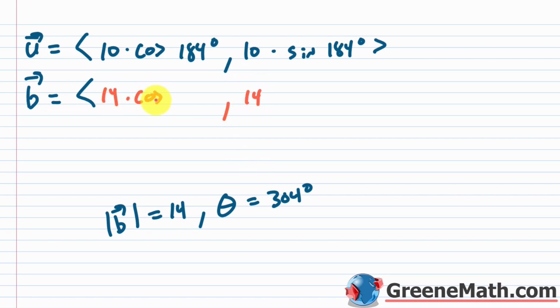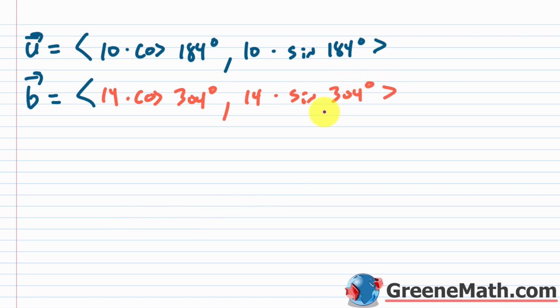So then here it's the magnitude times the cosine of the direction angle, which is 304 degrees. Here that magnitude is times the sine of, again, that direction angle, which is 304 degrees. All right, now before we continue, if you wanted a super accurate answer, then you could continue with things in this form and just round at the end. Okay, I'm not going to do that.